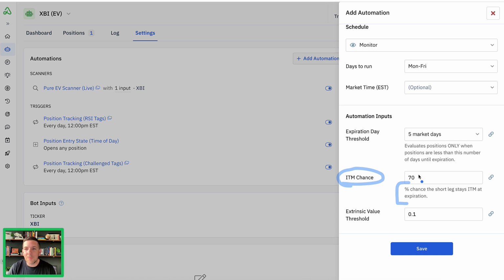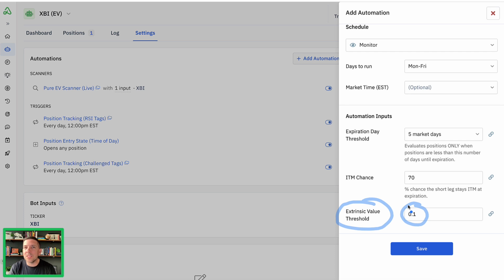So I set my in the money chance at 70%, which means if the short leg of any trade that I have in this bot is in the money and there's a 70% chance it stays or ends in the money, that's a pretty high signal for me that there could be early assignment risk. And then the last thing I'm doing is setting an extrinsic value threshold. Here I set it for 10 cents. What this means is that if the extrinsic value of that contract goes down to 10 cents or less, then that is a trigger, a signal for me, that I might want to close that position early.